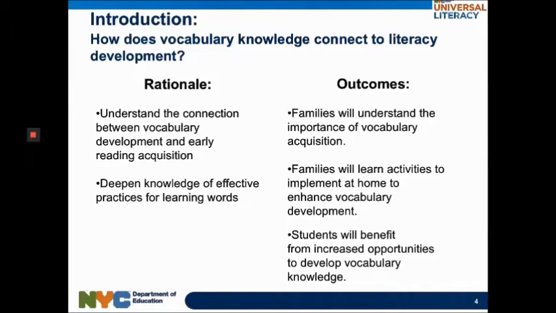What are we hoping families get out of today's workshop? We hope you will understand the connection between vocabulary development and early reading acquisition. And we also hope to deepen knowledge of effective practices for learning words. As a result, our families will understand the importance of vocabulary acquisition. Families will learn activities to implement at home to enhance vocabulary development. And our students will benefit from increased opportunities to develop vocabulary knowledge.